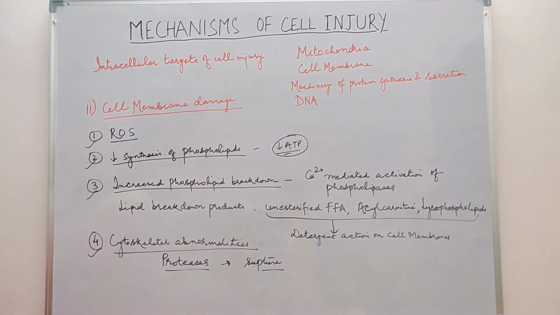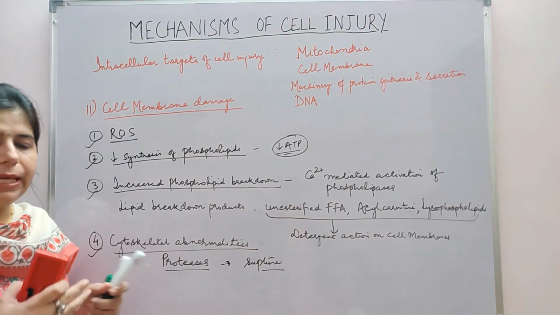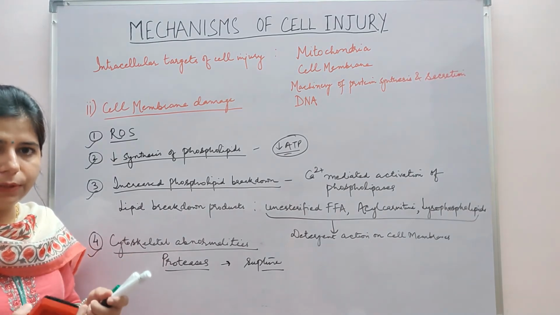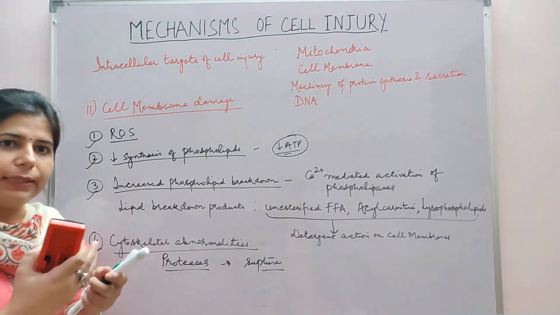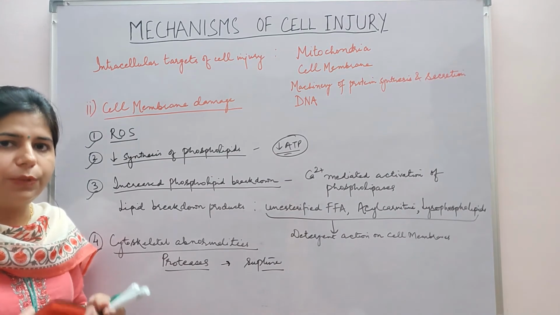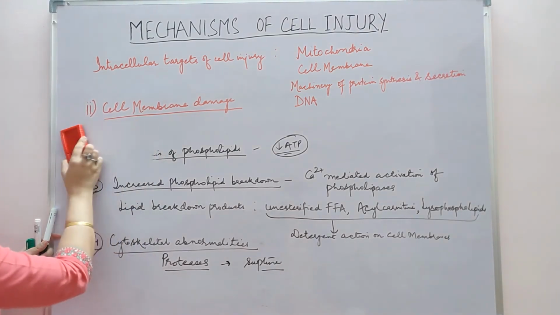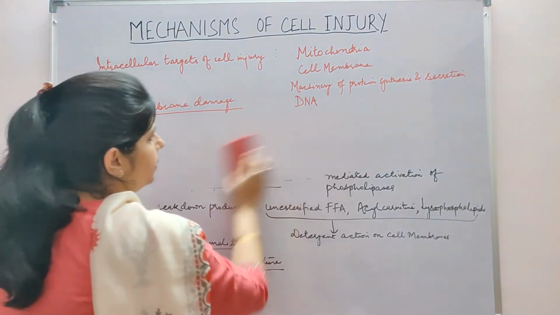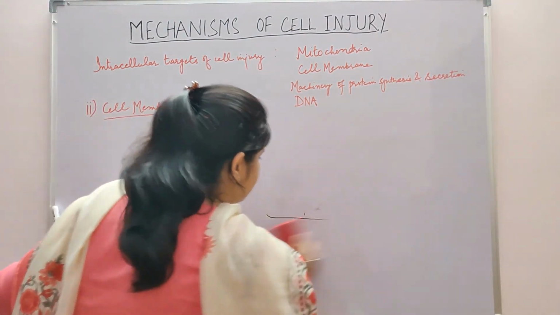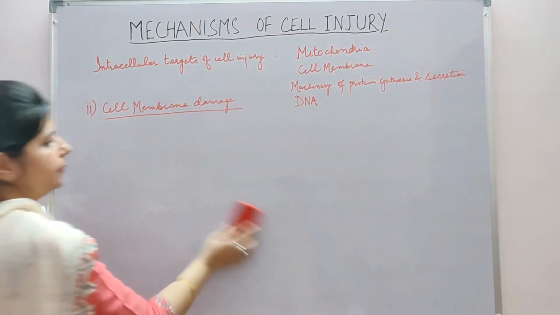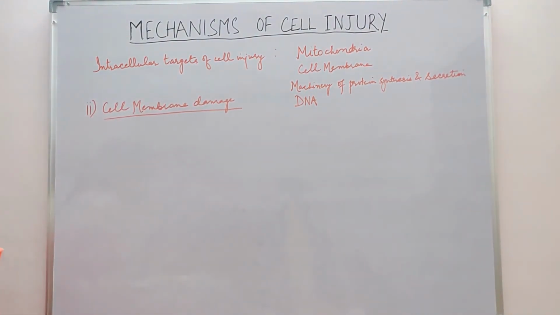Now what are the various effects of this cell membrane damage? Because cell membrane is not only the plasma membrane, it is covering all the organelles of the cell. So organellar membrane will also be damaged when cell membrane damage occurs. So what will happen when there is mitochondrial membrane damage?